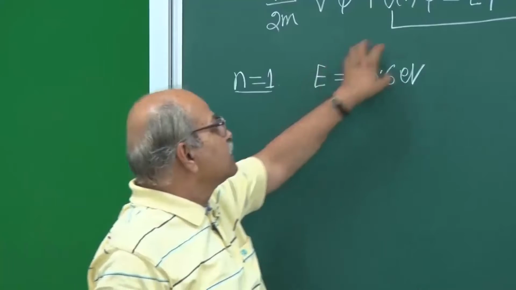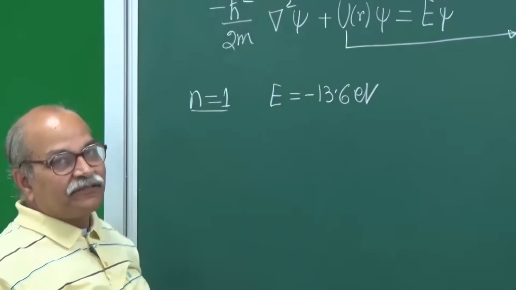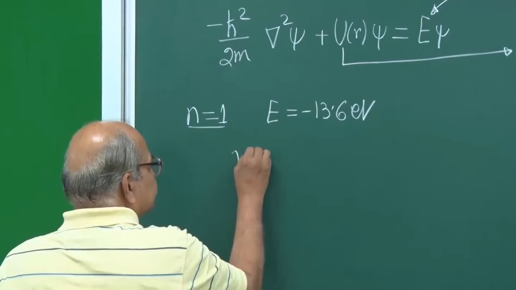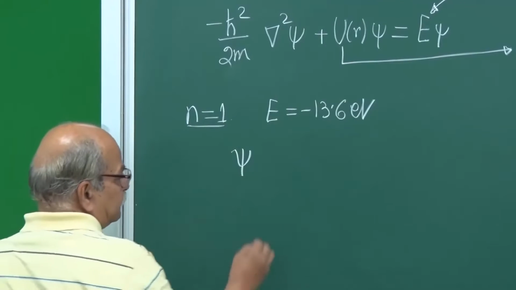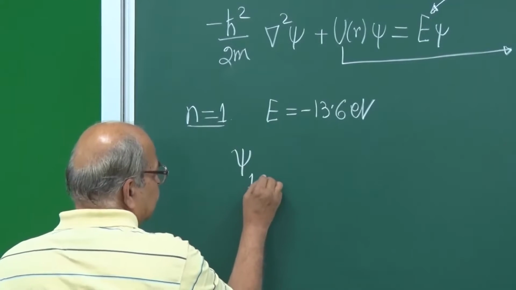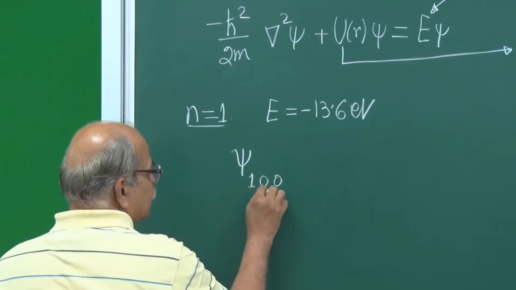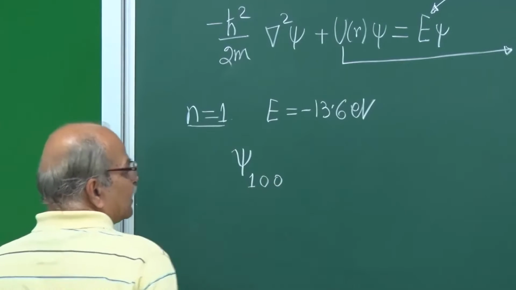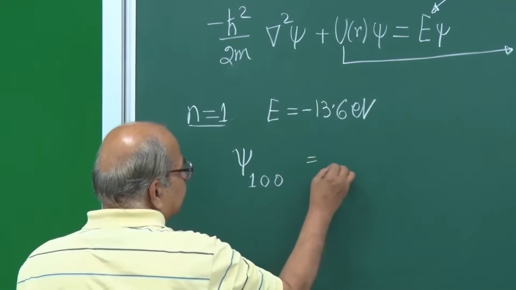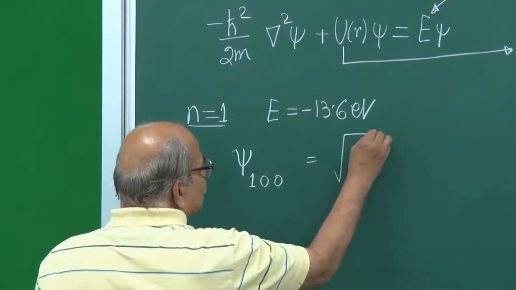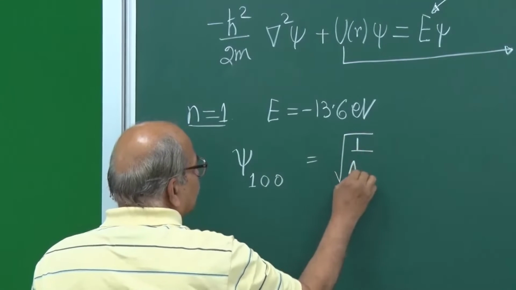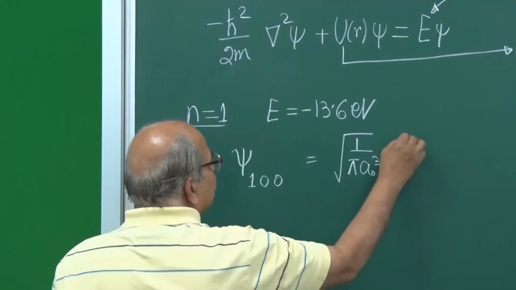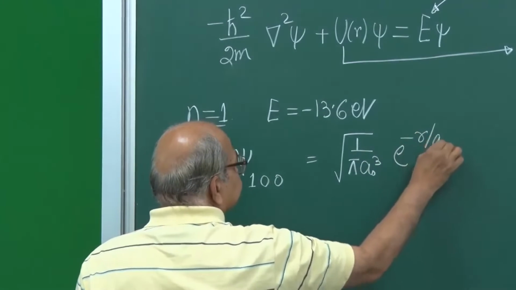So we put this energy here. What are the values of psi? It turns out that you have a psi, which I will write as 100. I'll just tell why it is 100. It's not 100, it's read as 100, and that is the square root of 1 over pi a naught cube, e power minus r by a naught.